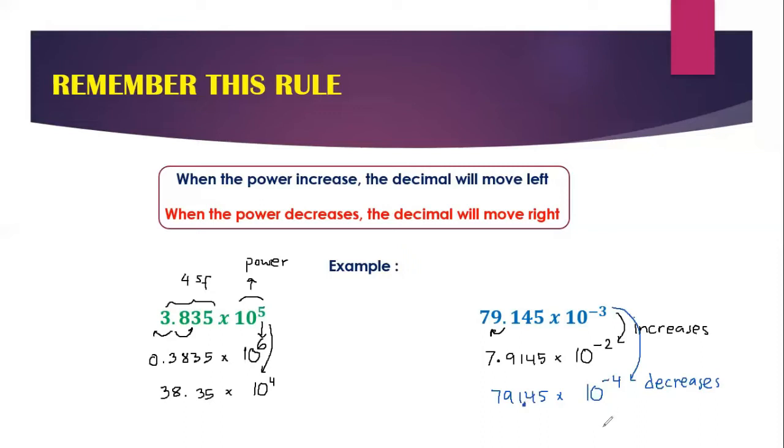Is it clear? Once again, when the power increases, the decimal will move left. When the power decreases, the decimal will move right. Clear? Okay, go.